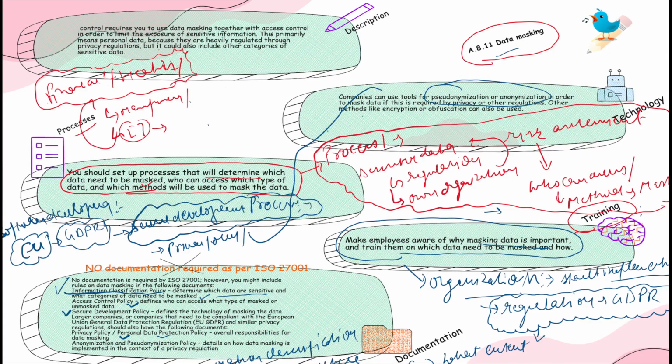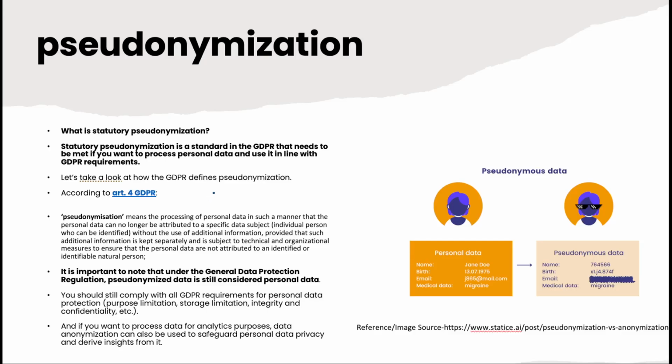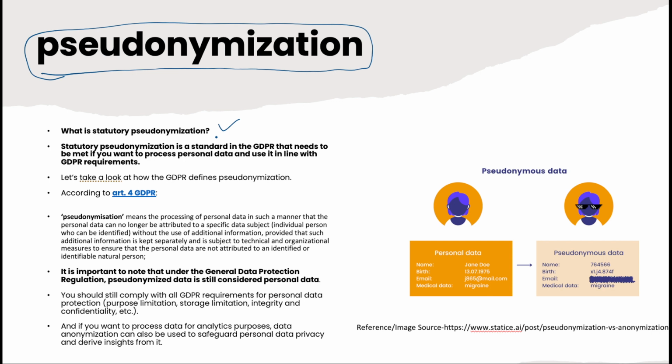Okay. Now, once we have this high-level understanding about data masking, let's move to the next slide to understand pseudonymization in a more structured way. So, what is statutory pseudonymization? It says that pseudonymization is a standard in the GDPR that needs to be met if you want to process personal data and use it in line with the GDPR requirements.